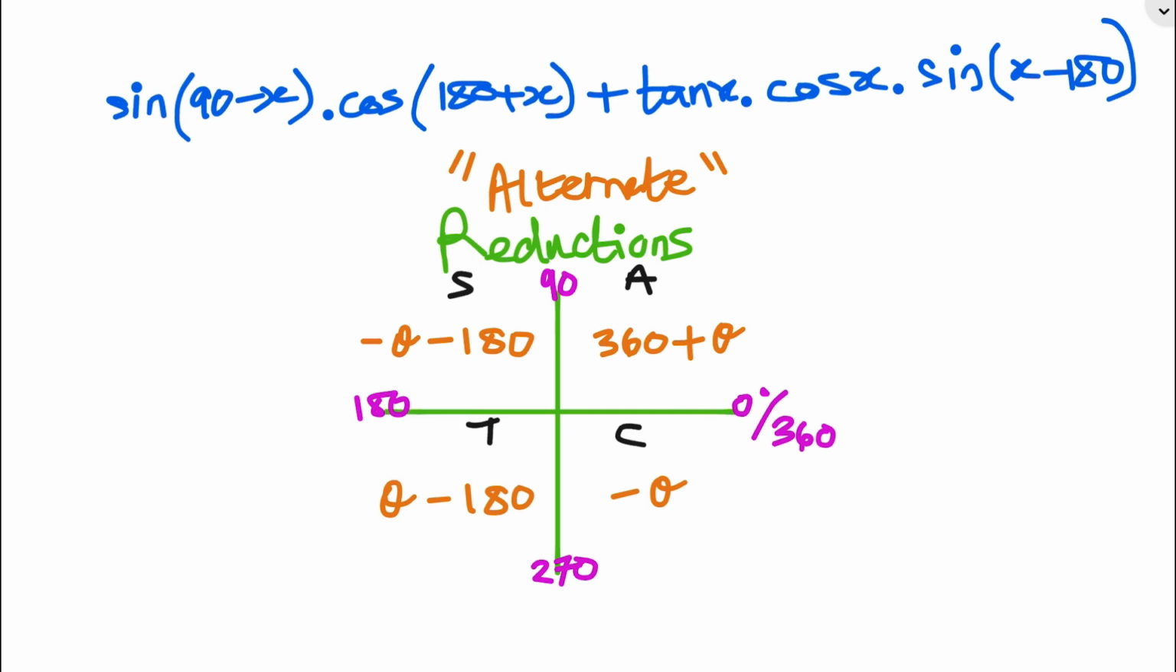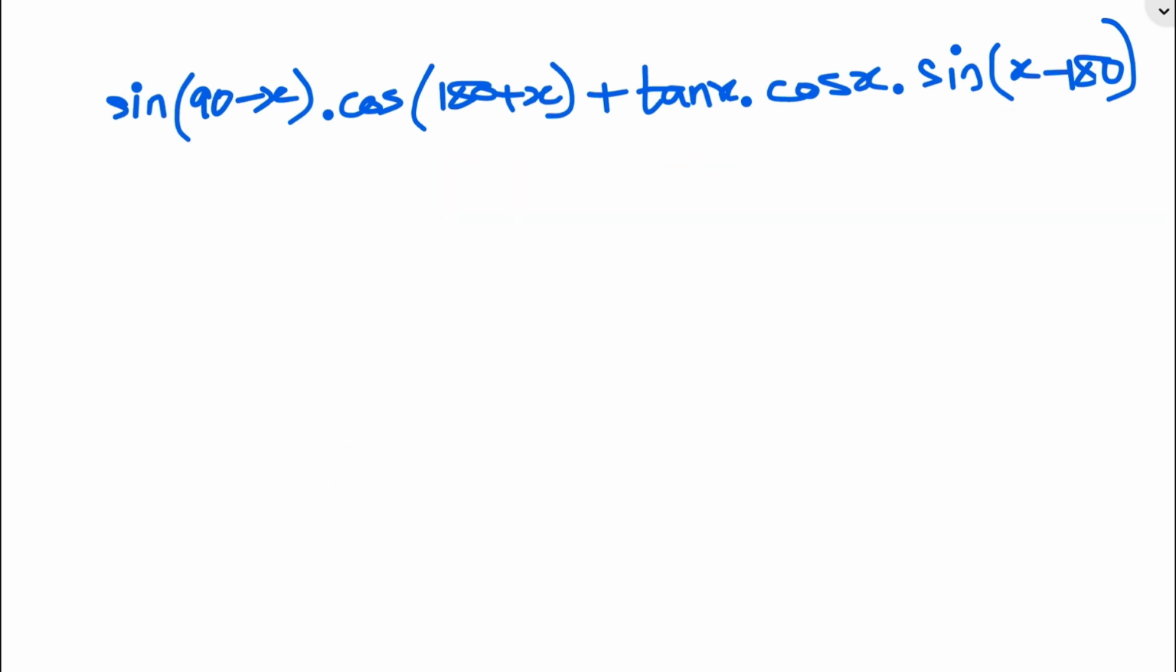For example, if the x and the 180 swapped around, you have x minus 180. That would be classified as this third quadrant. And since it's in the third quadrant, we know that sine is going to be negative. So that will just become negative sine x. Now, let's get back to our question at hand.